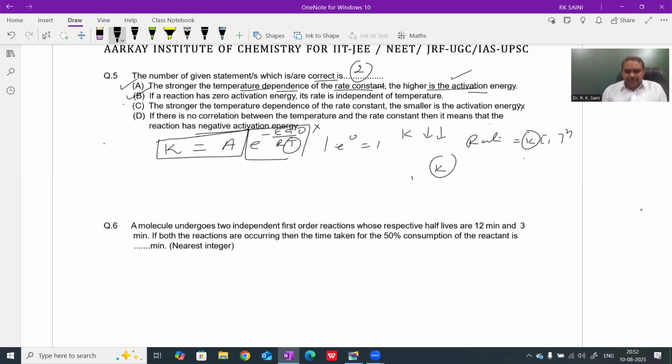Question 6. A molecule undergoes two independent first order reactions whose respective half-lives are 12 minutes and 3 minutes. Both reactions are occurring. Then the time taken for 50% consumption of the reactant is, in minutes. It is an example of a parallel reaction. Reactant A decomposes in parallel into B and into C.